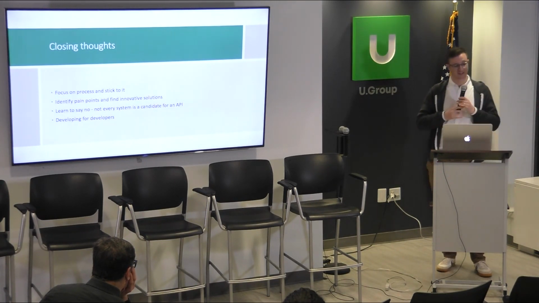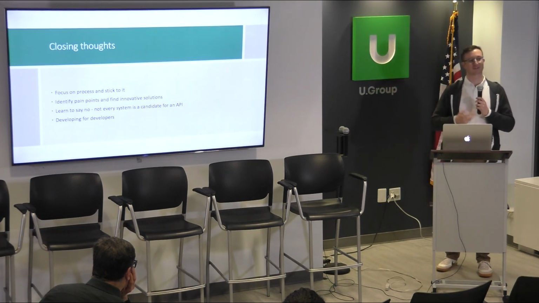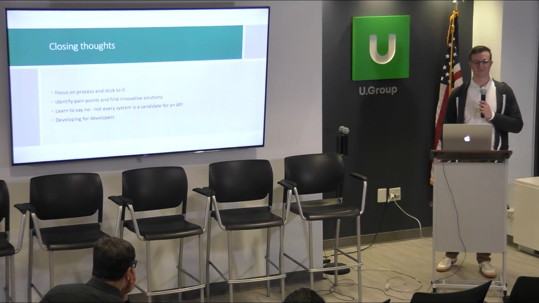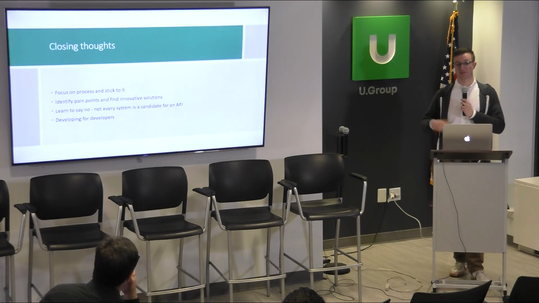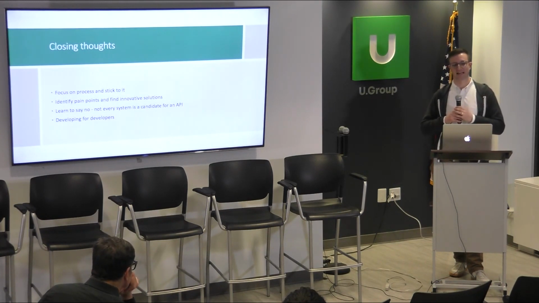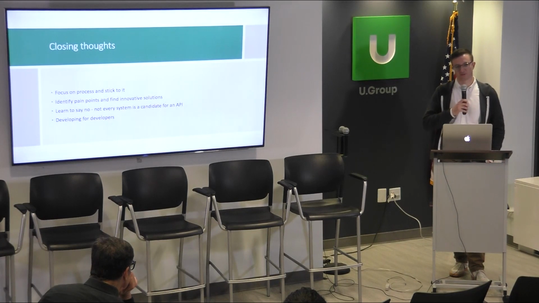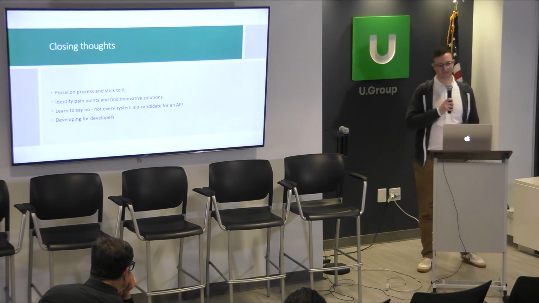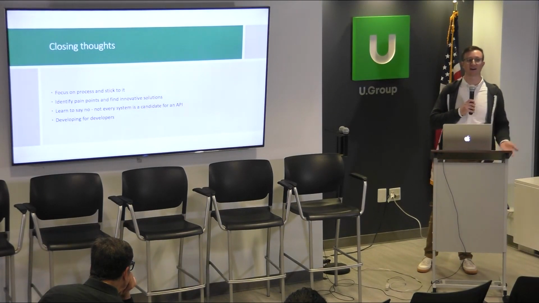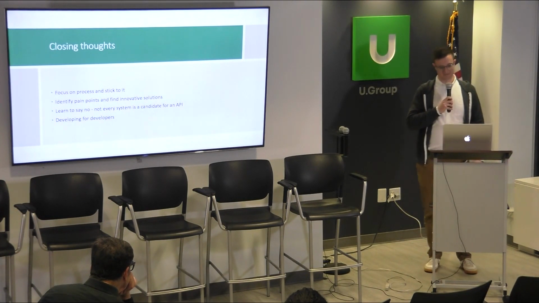The second one is pretty generic: identify pain points and find innovative solutions. Kind of a no-brainer, but listen to your users around the pain points and make that happen. The third one is an important one. Learn to say no. Not every system is a candidate for your API platform. If someone has a legacy SOAP service that no one actually cares about or wants to use, but they just think it would be cool to put on the API portal, you have to ask yourself, is this a real candidate for the program? Are third parties actually going to care about this? Or are you just doing it for some other reason?